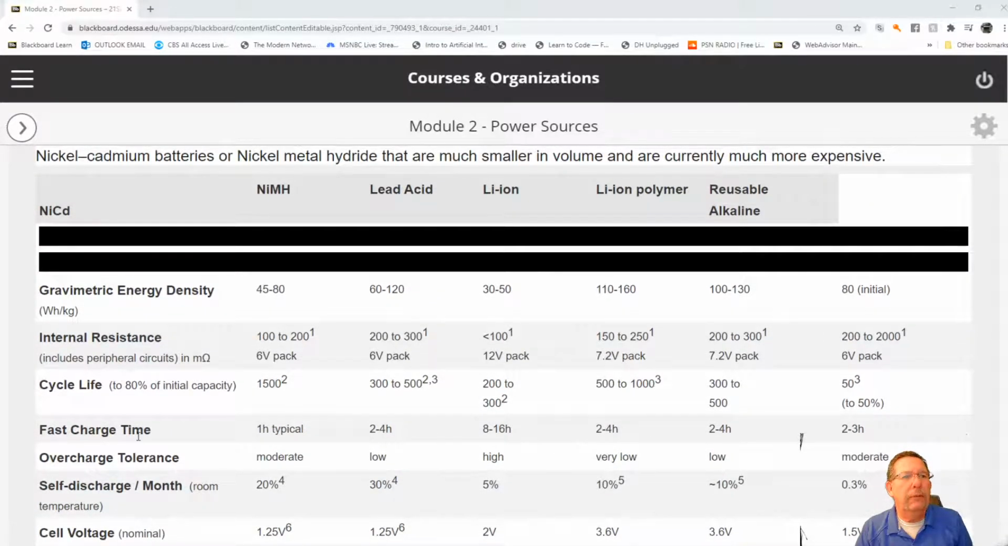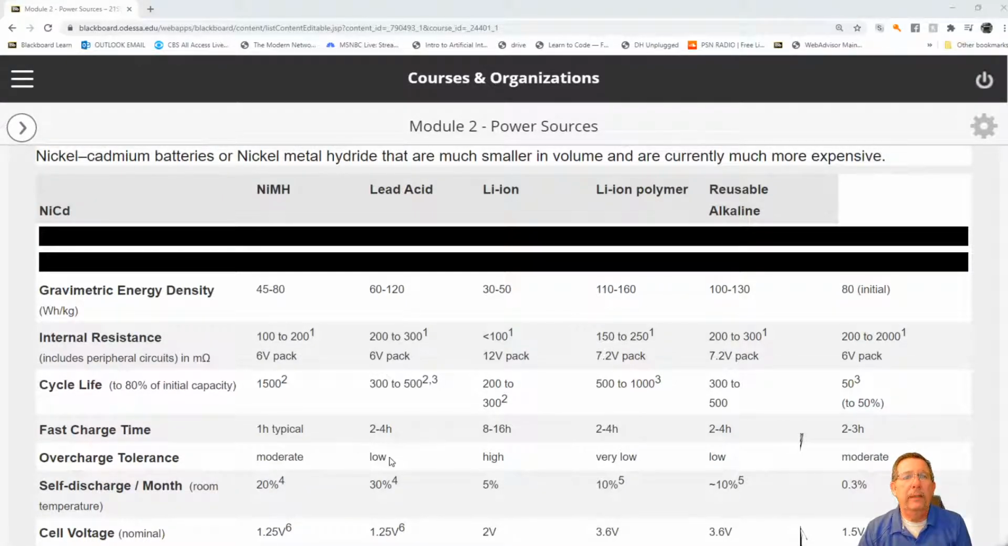How fast do they charge? Fast charge time: 1 hour typical, 2 to 4 hours, 8 to 16 hours, 2 to 4 hours, 2 to 3 hours. Lead acid is 2 to 4 hours, whereas nickel metal hydride is 1 hour, and lithium ion polymer can be 8 to 16 hours. That's a long time, guys. So nickel metal hydride for recharging seems to be the fastest in this category. The overcharge tolerance, in other words before it blows up, catches on fire, overheats, or does something you don't want it to do, is moderate.